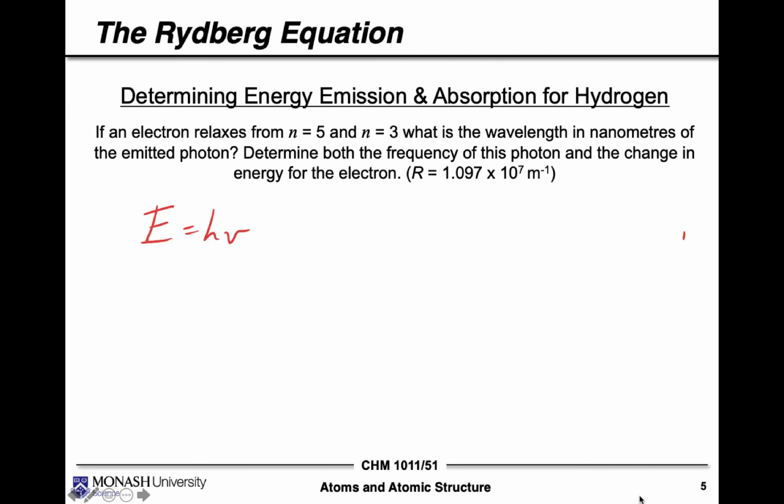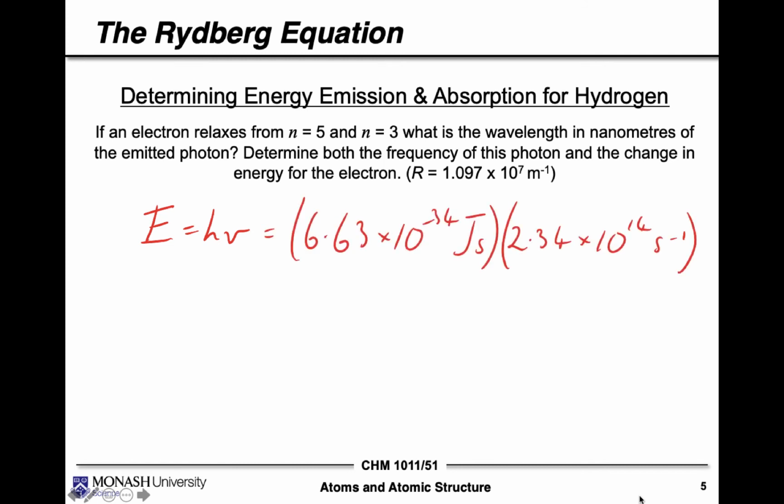Finally, once we've got the frequency, we can now use this little piece of algebra to determine the energy. So in this case, it's the change in energy for the electron, or it's the energy of the photon, if you like. E equals Planck's constant multiplied by the frequency. Planck's constant, 6.63 times 10 to the minus 34 joule seconds, multiplied by the frequency we got in the previous part of the question, 2.34 times 10 to the power of 14 seconds to the minus 1, also known as hertz. Straight in the calculator, and you should get this value here, 1.55 times 10 to the minus 19 joules.